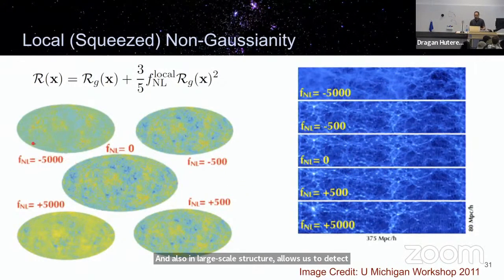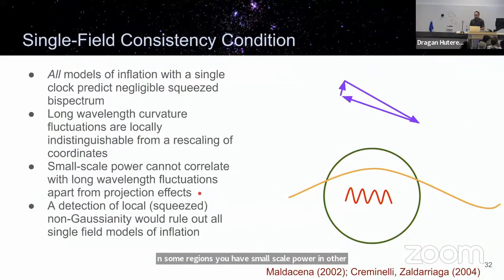But what you can see is that there's a long wavelength modulation of small scale power. So the map up here is patchy in the sense that in some regions you have small scale power, in other regions it's all washed out. Okay. All right, so let me very briefly tell you that all single field models of inflation predict negligible local non-Gaussianity. This is called the single field consistency condition.